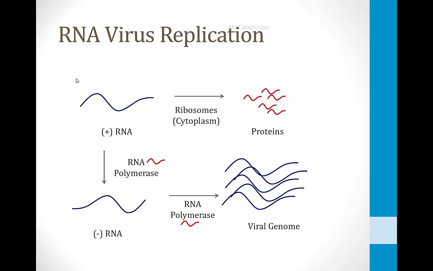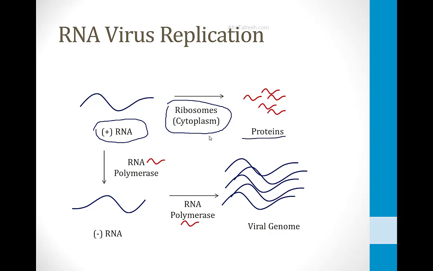So now let's talk about how RNA polymerase can be used by positive and negative sense RNA viruses. First, let's consider the case of a positive sense RNA virus. It will bring in a piece of RNA that looks just like messenger RNA, so the host cell ribosomes in the cytoplasm will immediately begin using it as a template for the synthesis of proteins.